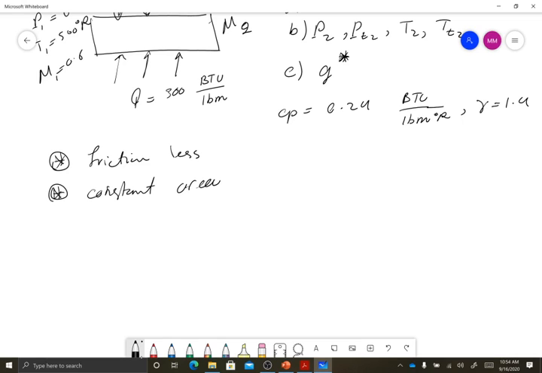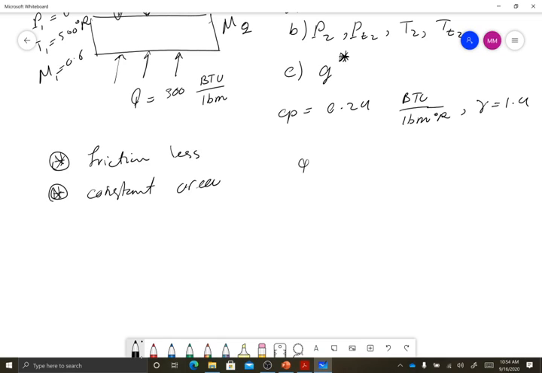Okay. Let's go to NearLab. How did you solve this? Q equals CP delta T, and then Q is 300, CP is 0.24, T1 is 500, T2 is 1750 degrees Rankine, and I got P2 equals P1 times 1750 over 500 to the 1.4 over 0.4. P2 is 4812.78. I don't want the numbers, just the procedure that you use.